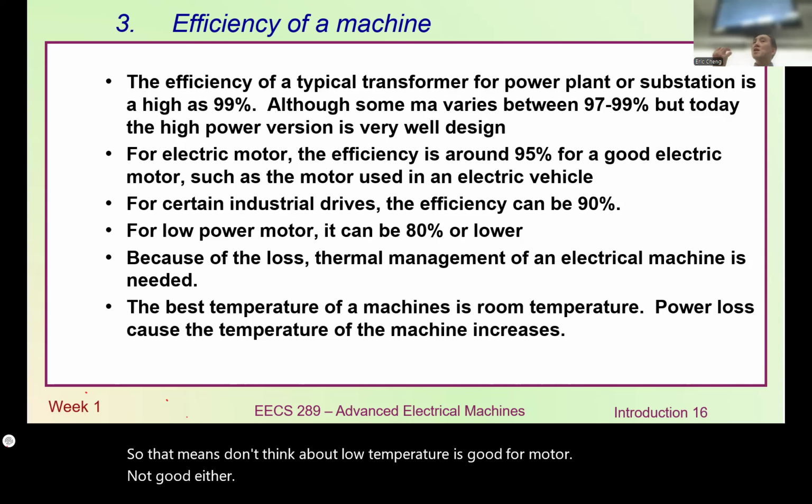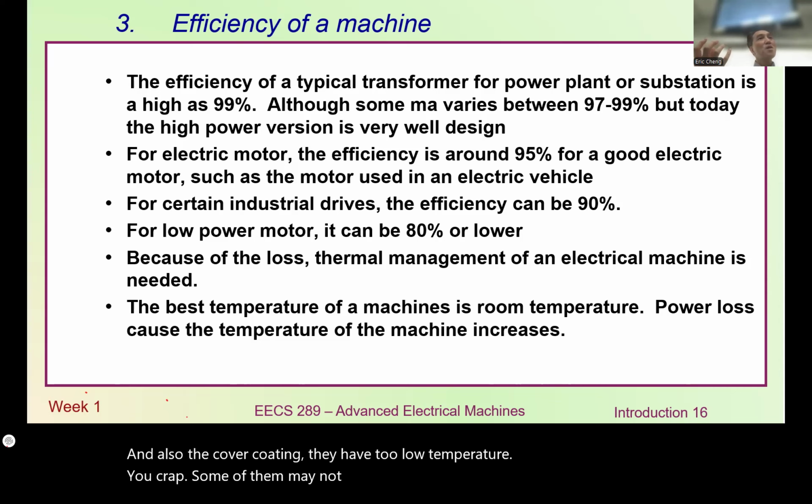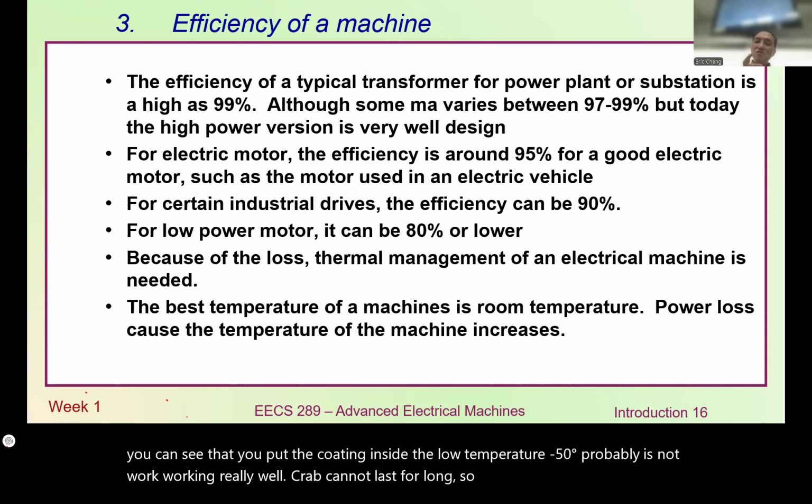And also the copper coating, at too low a temperature, it cracks. Some of them may not maintain their insulation properly: aging, cracking. So you can see that if you put the coating in a low temperature, minus 50 degrees, it probably is not working really well. Cracks cannot last for long. So that's why thermal control is important.